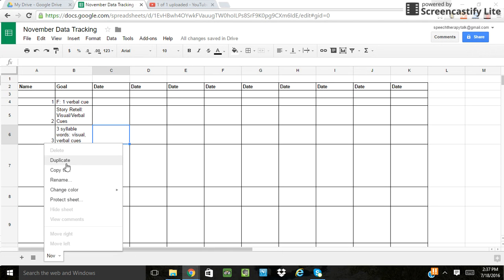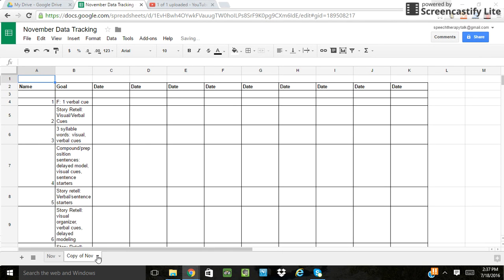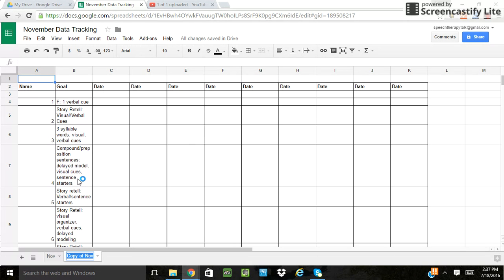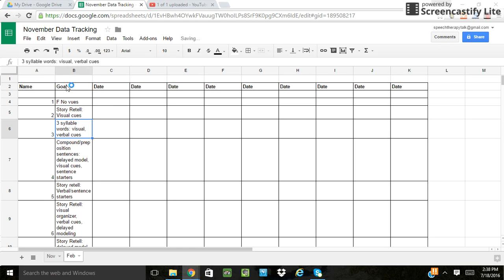Then I just duplicate. This is why I love Google Drive so much. And by February, I have my same students. I just have to update their goals. So let's say they're going to say F with no cues, or they still have a story retell goal, but it's only visual cues now. Or this child is trying to say 3-syllable words on 4 to 5 trials with just verbal cues. So you get the idea.